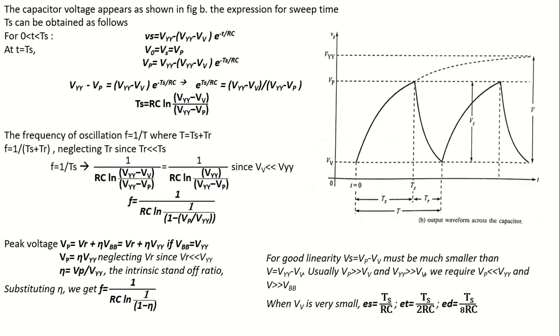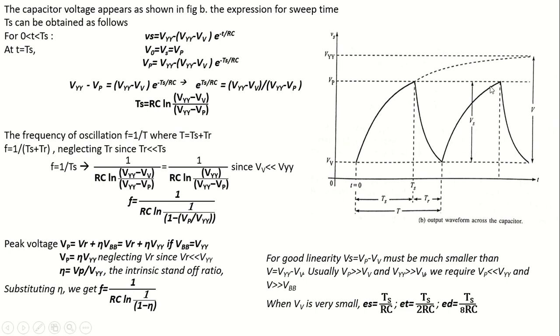Now see the capacitor voltage as shown in figure D, and the expression for the sweep time Ts can be obtained as follows. As we said, the capacitor gets charged from VYY in an exponential way. When it reaches a value called the peak value VP, immediately the UJT turns on, then the capacitor starts discharging in an exponential manner. And when it reaches a value called the valley voltage VV, then again the UJT turns off and the capacitor starts charging again from VYY through resistor R.